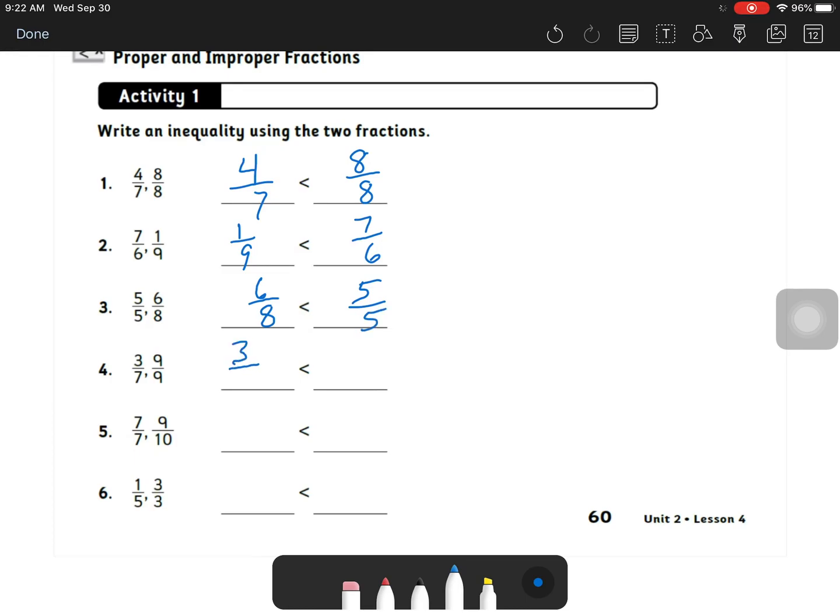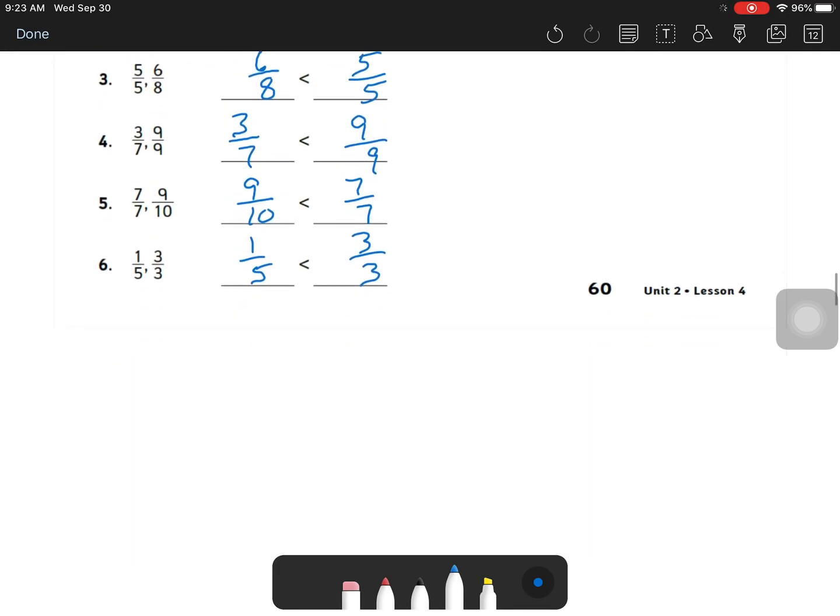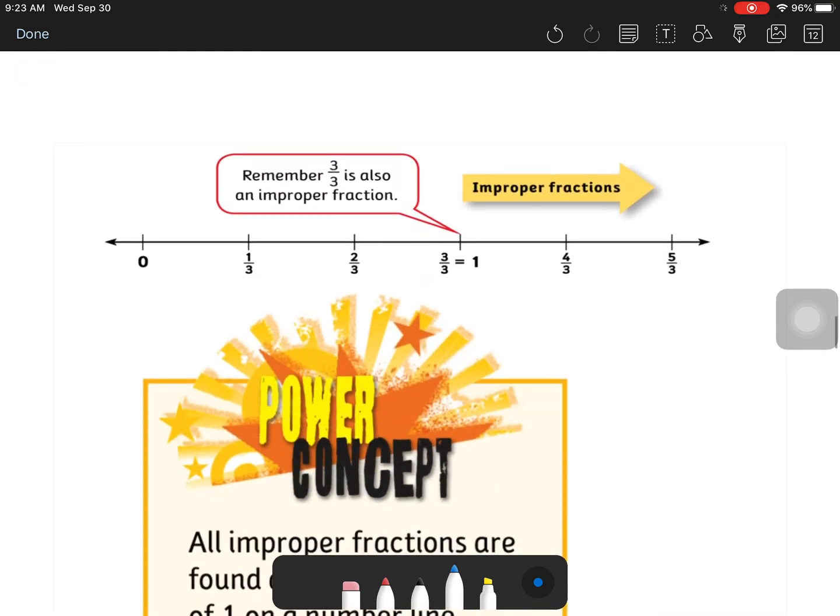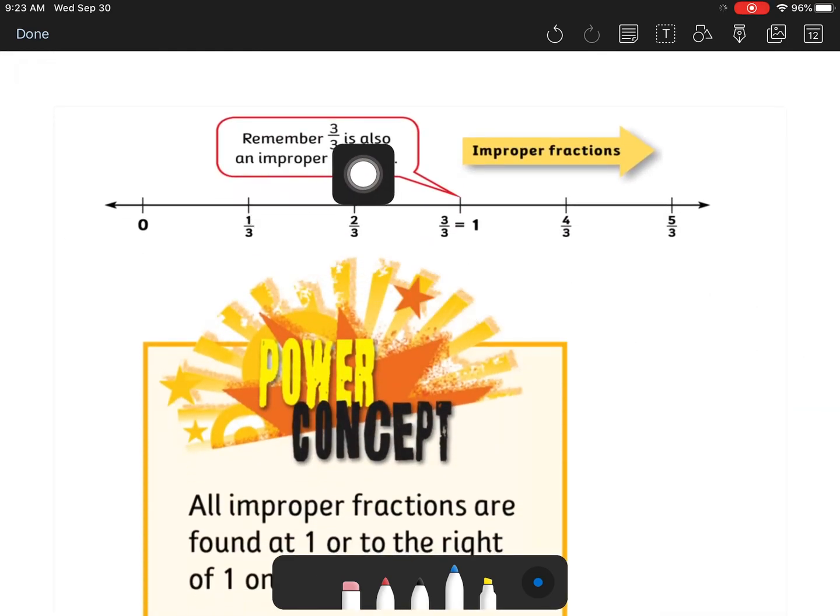Proper fraction, 3/7, improper, 9/9. 3/7 is less than 9/9. Proper fraction, 9/10, improper, 7/7. 9/10 is less than 7/7. Proper fraction is 1/5, improper fraction, 3/3. 1/5 is less than 3/3. All right. Okay, so remember, 3/3 is also an improper fraction, right?